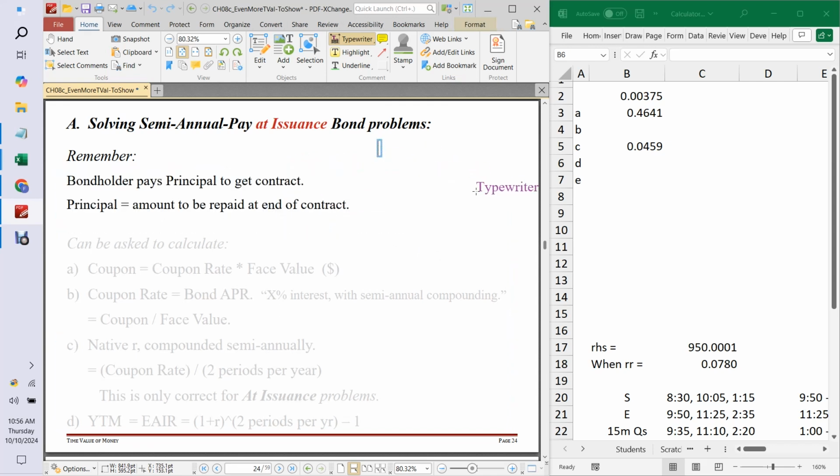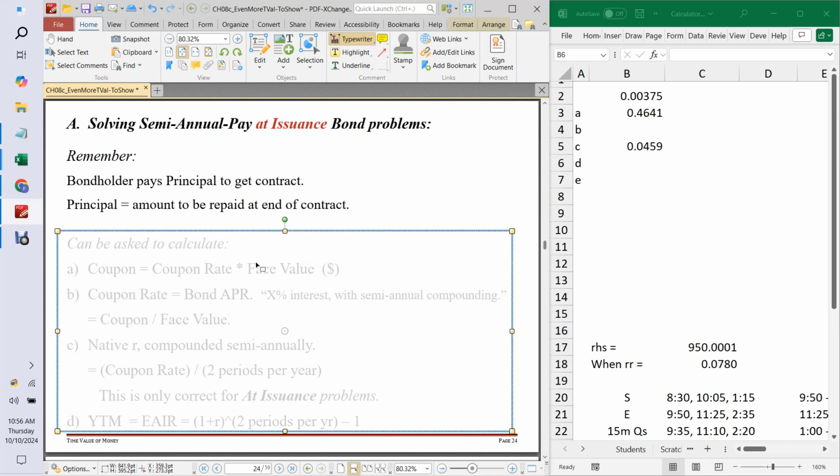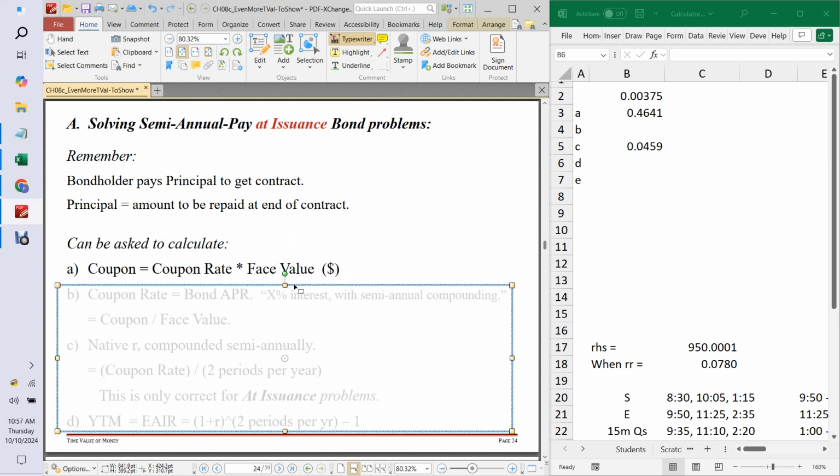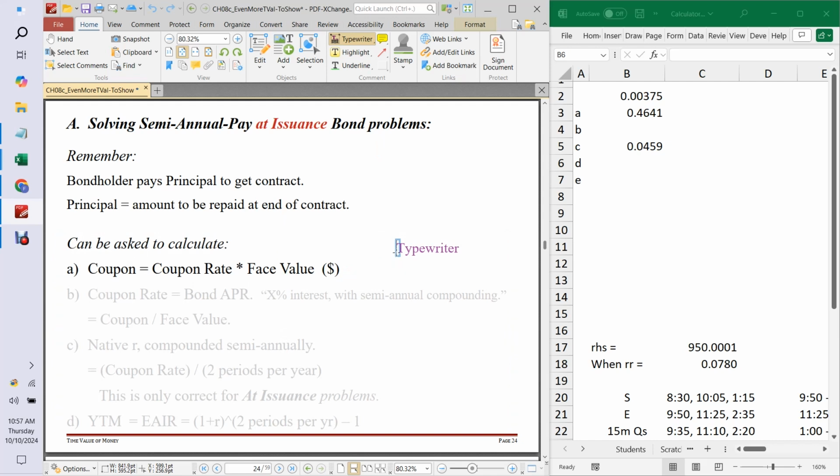So doing our at issuance problems, we're going to do problems in both cases, at issuance and trading in the marketplace. So remember, the bondholder is paying the principal to get each contract, and at the end of the contract, the principal will be repaid. So depending on what you find when you're looking at these bonds at Bloomberg or Interactive Brokers or Schwab or whatever, they're never going to tell you everything.